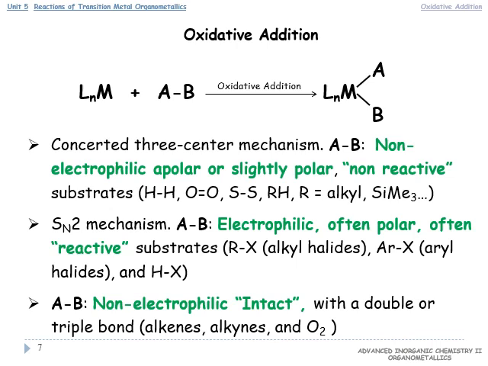The mechanism of these reactions varies and depends on the polarity of the AB bond and the nature of the complex. There are 3 main classes of molecules or substrates that can perform oxidative additions to metal centers. Non-electrophilic, apolar or slightly polar, non-reactive substrates such as dihydrogen, dioxygen, disulfur, alkanes, and trimethylsilanes, and so on. Electrophilic, often reactive substrates such as alkyl or aryl halides or hydracids.